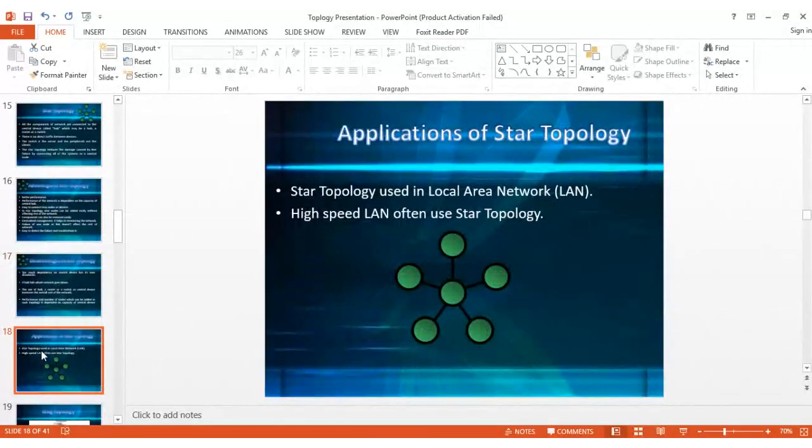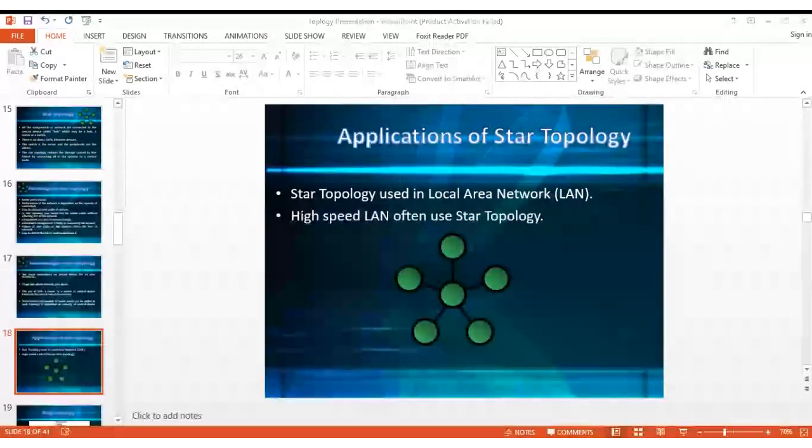If we go to the applications, one of the applications of this topology is in a local area network, a network that spans a small geographical region, for example, in a school. And if an organization or that LAN requires high speed, the speed of that LAN needs to be very high, you can use this star topology. They provide high speed. Any question?